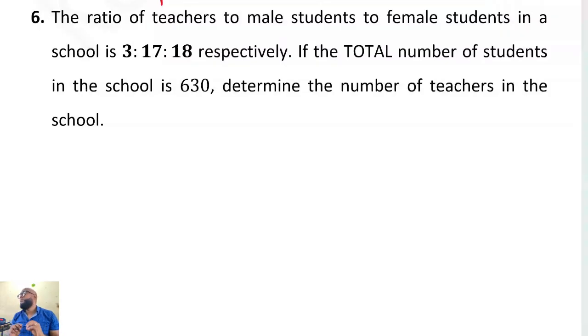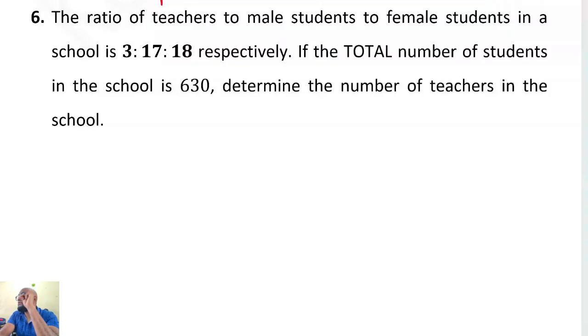Now, how many parts in this ratio represent the teachers? Remember, when we do ratios, we do it in parts. 3. Excellent. 3 parts represent the teachers. Order matters when we are doing ratios. So 3 parts represent teachers. How many parts represent male students? Excellent. How many parts represent female students? 18. I gave the answer already. So we're clear on that.